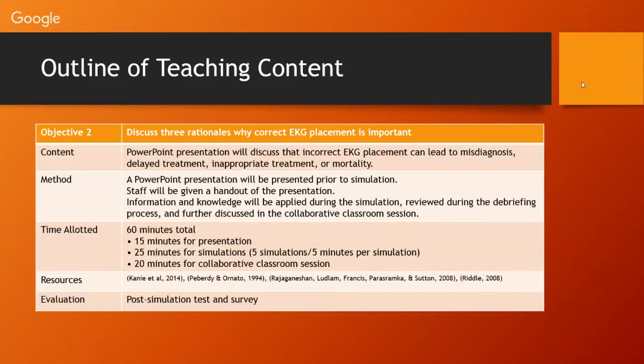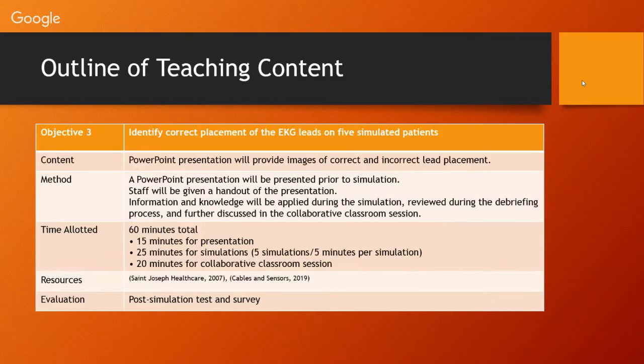The staff will be given a handout of the presentation, and then once again, information and knowledge will be applied during simulation, reviewed during debriefing, and further discussed in the classroom session. Time allotted is 60 minutes total, and this will be evaluated with a post-simulation test and survey.